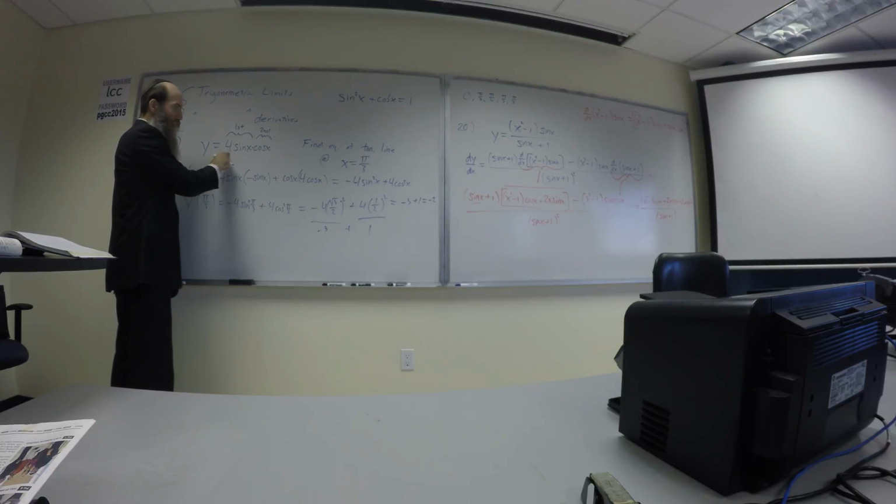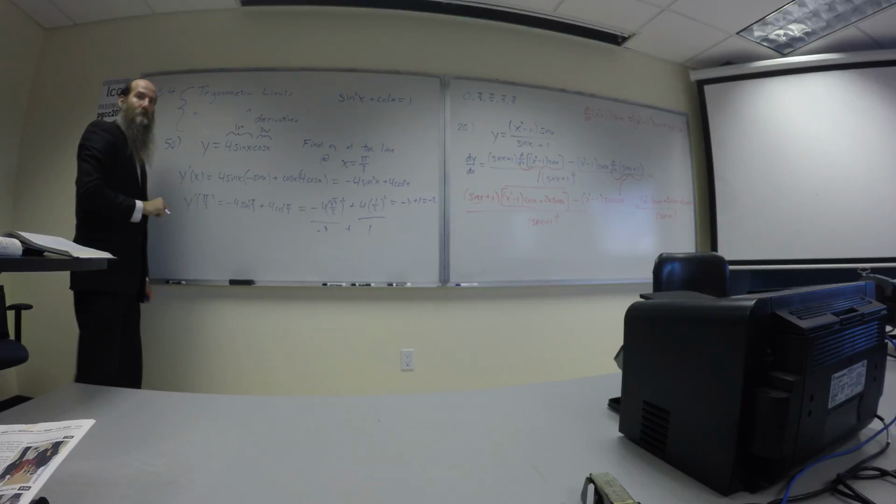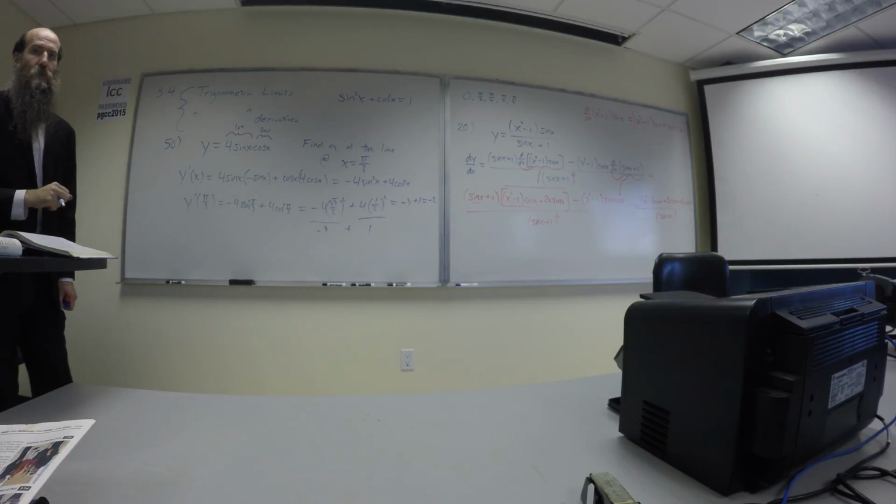Remember, when it's a constant multiple, these are variable functions, but it's a constant. So it just tags along the whole time. But for the 1 over x squared, we apply the quotient rule.